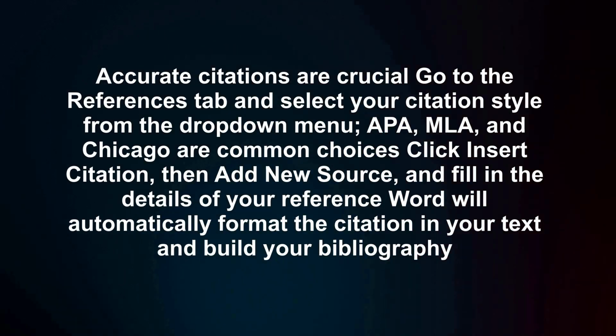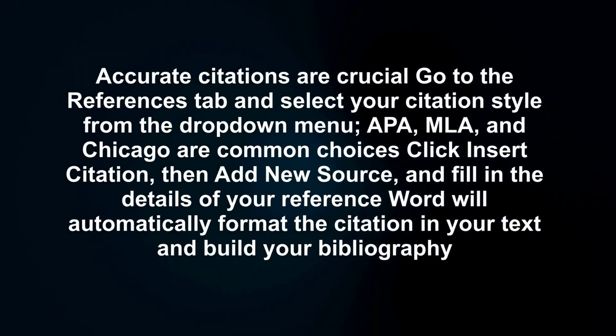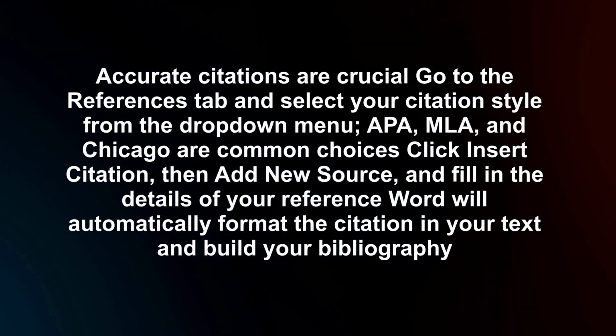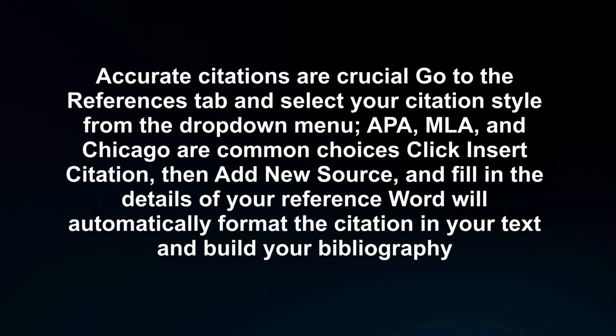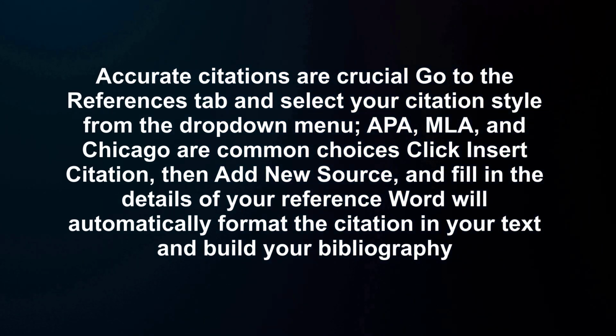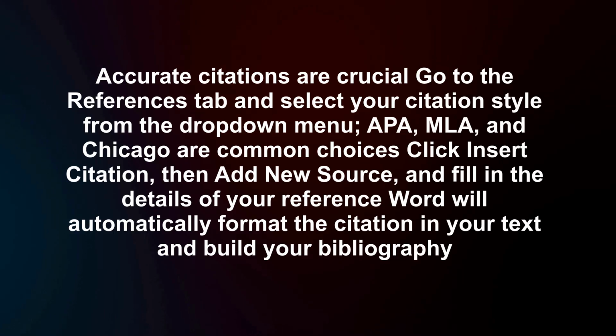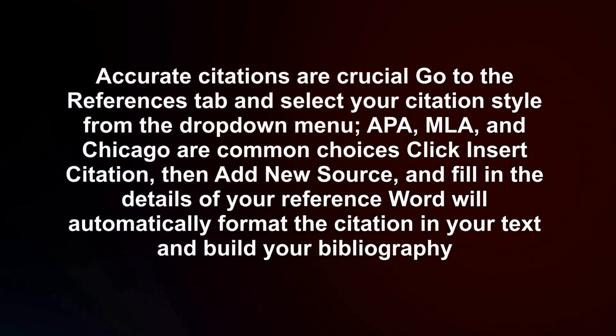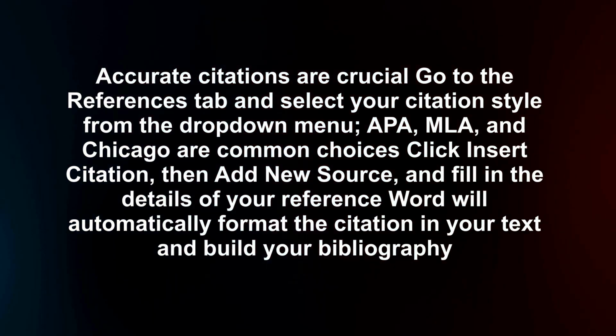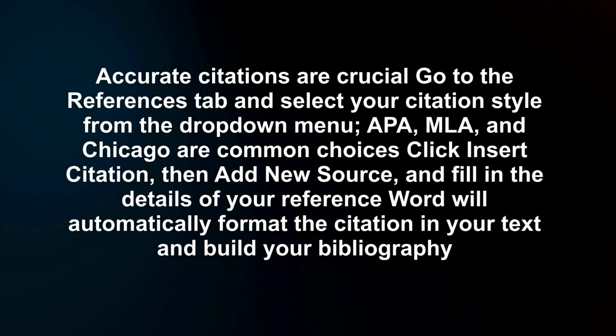Accurate citations are crucial. Go to the References tab and select your citation style from the drop-down menu. APA, MLA, and Chicago are common choices. Click Insert Citation, then Add New Source, and fill in the details of your reference. Word will automatically format the citation in your text and build your bibliography.